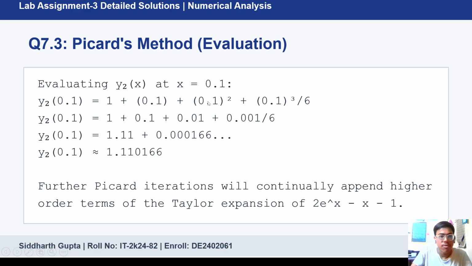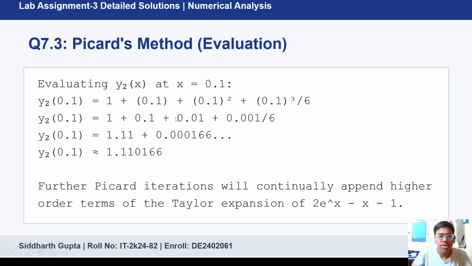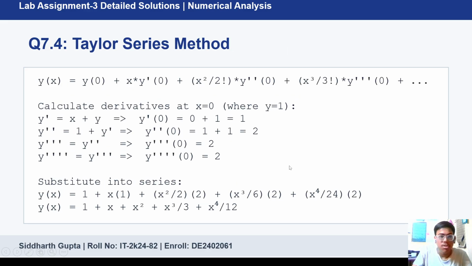Now for the second iteration, we will do the same thing, so this will come. For the third iteration, we will need to evaluate y2 at x. Put x is equal to 0.1 in y2, and you will get this. So for the Picard iteration, continue up to higher order terms, which matches the Taylor expansion of this. This is the Picard method.